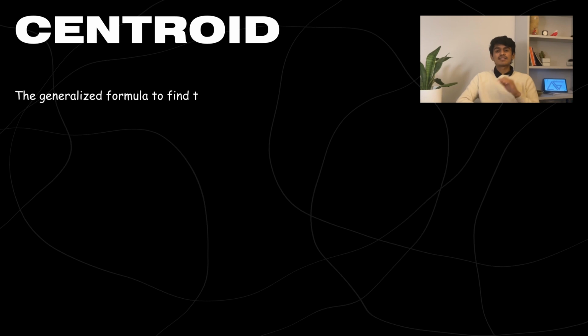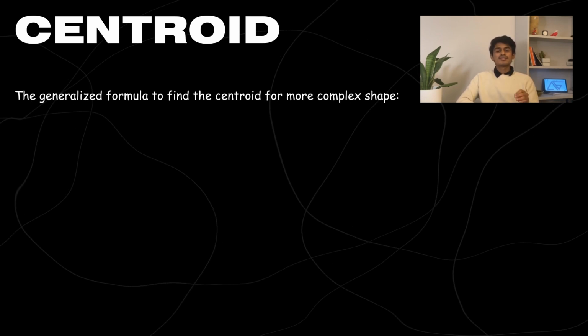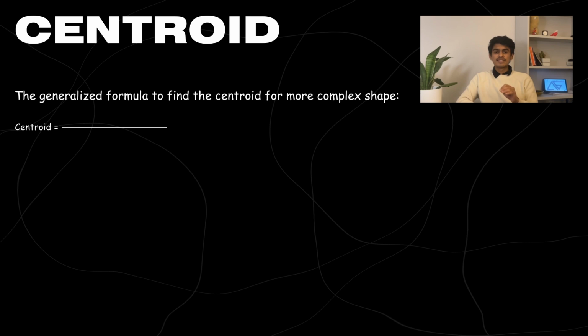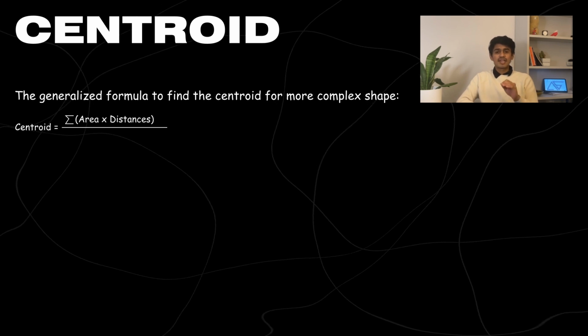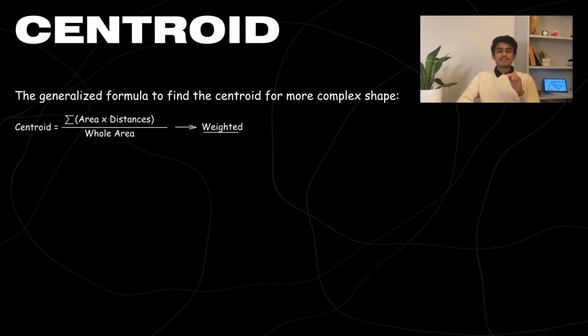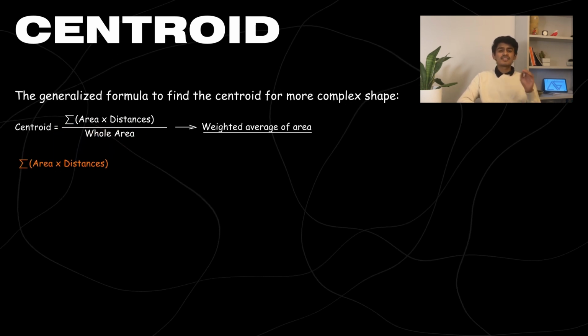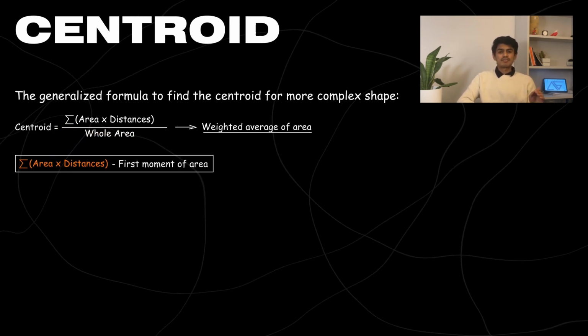Now, let's generalize the concept to find the centroid of more complex shapes. The formula to find the centroid from any point is equal to the sum of the product of area and distance divided by the whole area. This is the weighted average of area. The sum of the product of area and distance is known as the first moment of area.